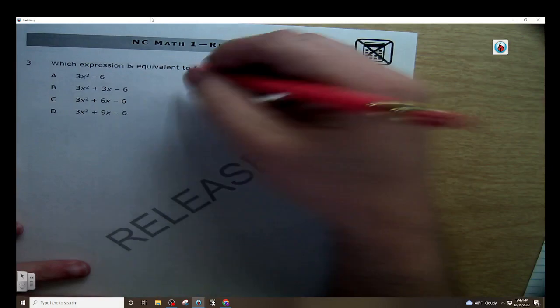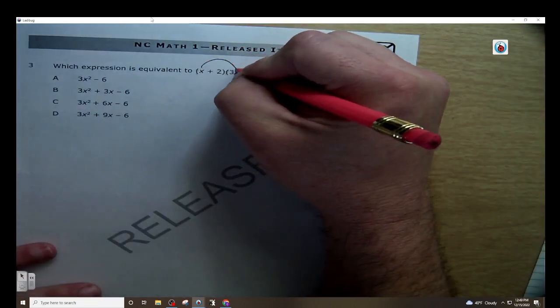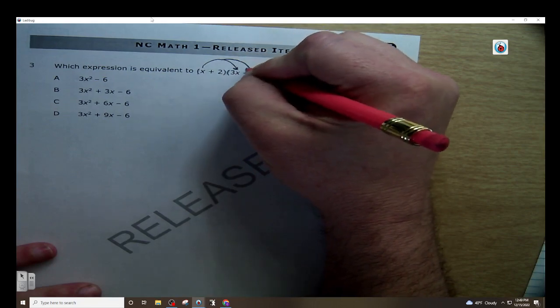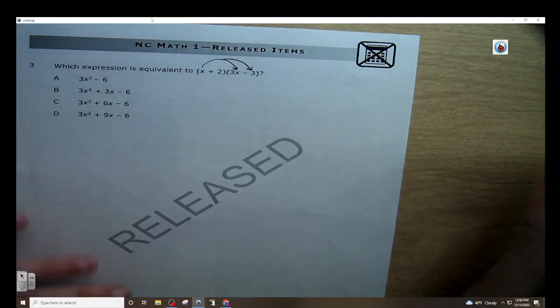Okay. Now, guys, once again, if you ask a teacher, one may say use the distributive property. One may say use the box method. I like the distributive property. The box method is okay too. Some people will say the FOIL method, but I don't. FOIL only works on binomials, so I don't really call it that.